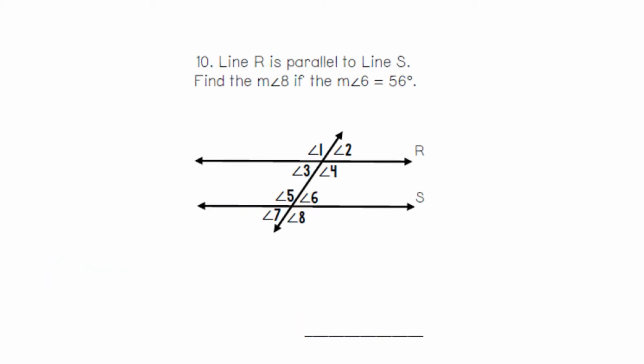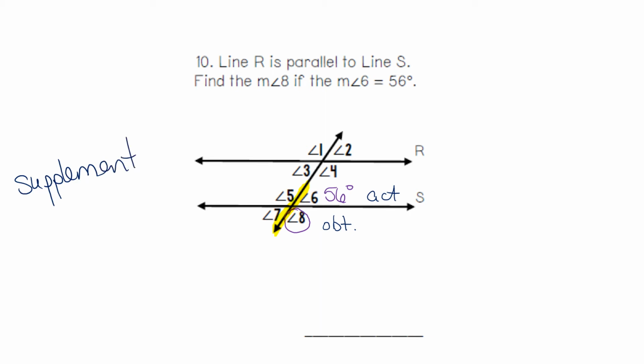Line R is parallel to line S. Find the measure of angle 8 if the measure of angle 6 is 56 degrees. So 6 right here is 56 degrees, and we are looking for angle 8. Notice that angle 6 and 8 right here form that straight line. We also notice that angle 8 is obtuse and angle 6 is acute. And so we know those two angles together are supplementary.